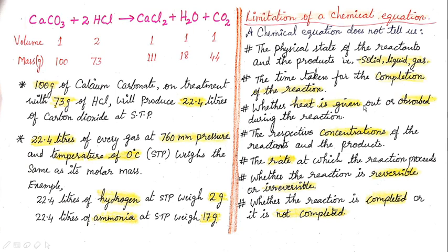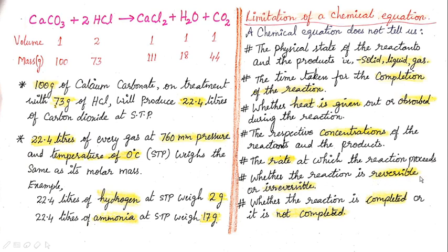Third one, whether heat is given out or absorbed during the reaction. Whether the heat is being given out or absorbed cannot be identified by simply looking at the equation. Then the respective concentrations of the reactants and the products. So we are adding HCl, but how concentrated it is, all these things cannot be seen in this equation. The rate at which the reaction proceeds, the speed of the reaction, how fast or how slow the reaction is, cannot be identified.